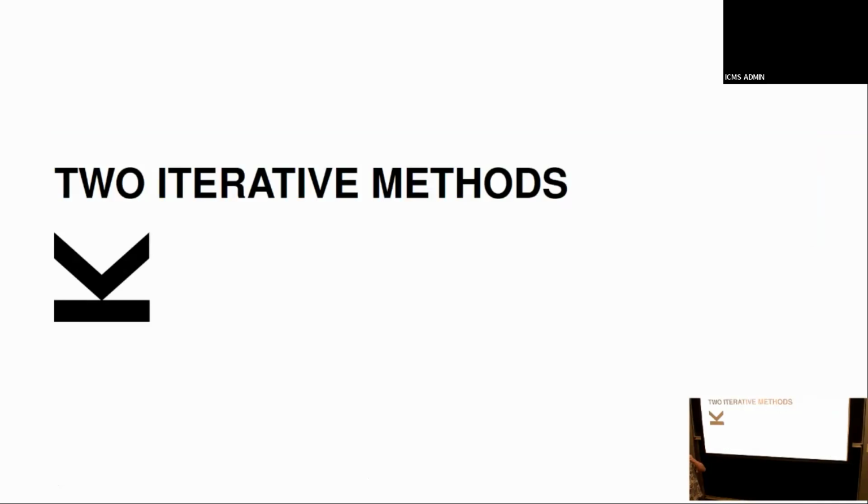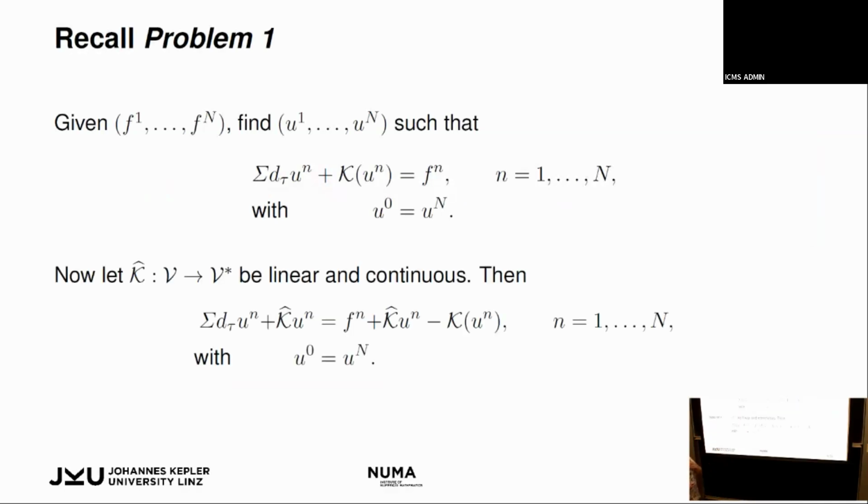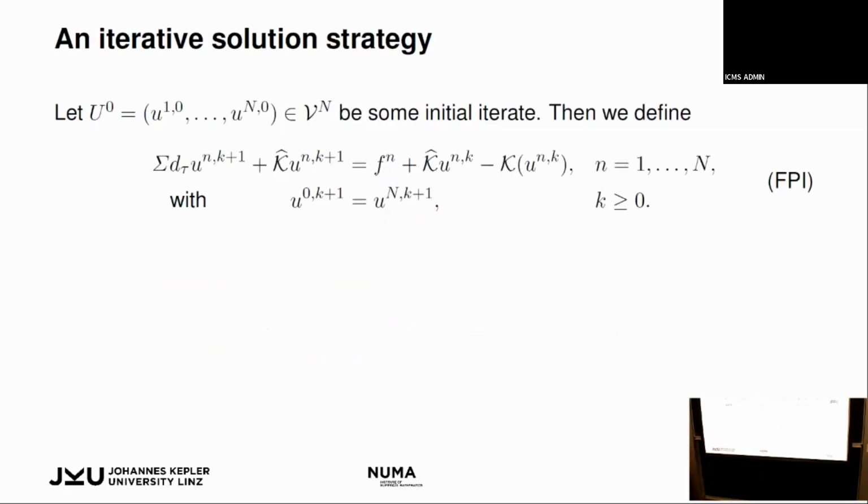I will do this with two iterative methods. First one is fixed point iteration. So this is our problem structure. We have here our nonlinear term and our time point, this periodicity. And now we introduce some linear and continuous operator k, and we add it on both sides of the equation. Here, and we bring the nonlinear part over to the right hand side. With nothing changed, but now we use this equation to define a fixed point iteration. So how do we do that? We solve for the next iterate of our fixed point iteration, and the previous iterate is inserted in the right hand side.